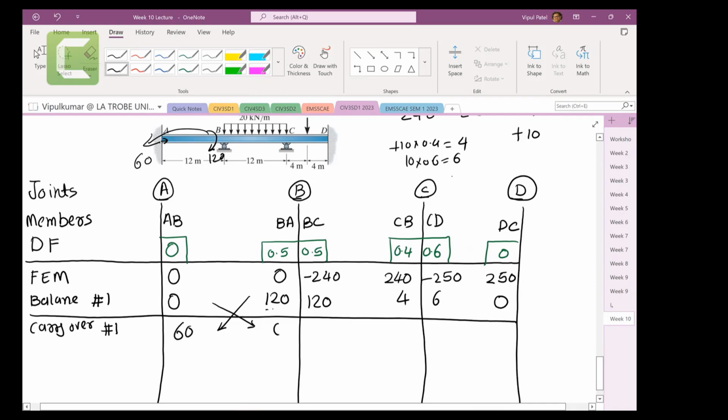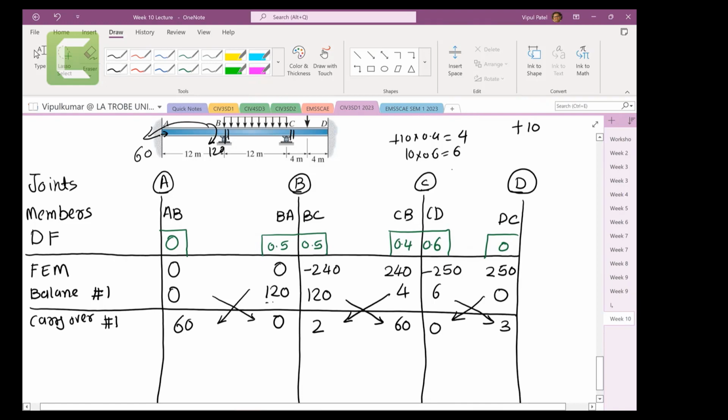0 times 0.5 is 0. These are all internal, fixed. So 120 becomes 60, multiplied by 0.5. You remember the theory for this one. And carry over 0 times 0.5 is 0. 6 times 0.5 is 3.